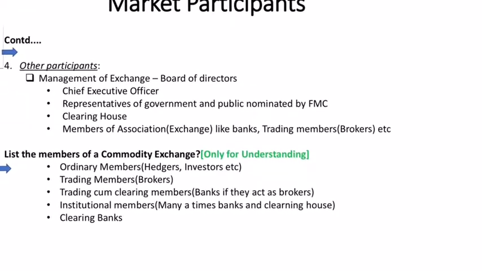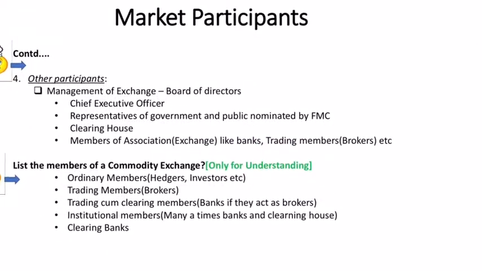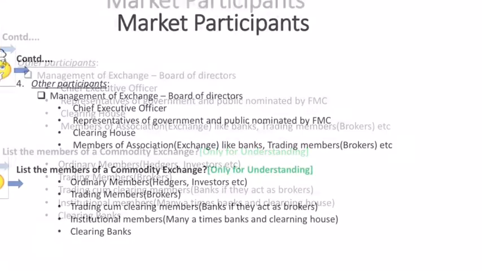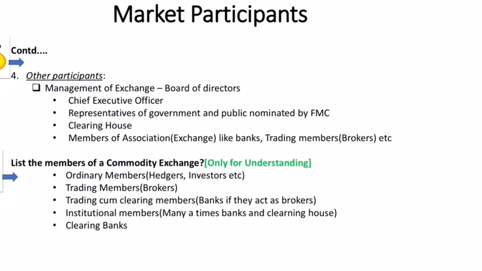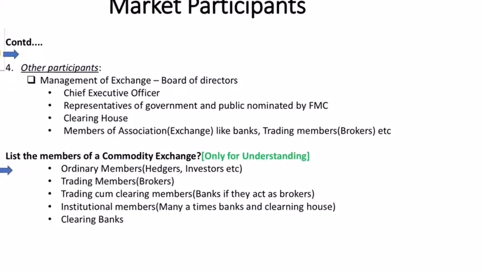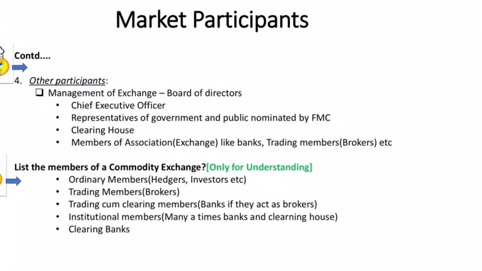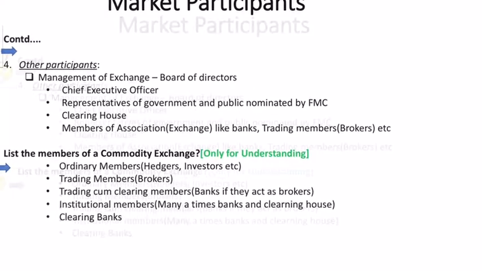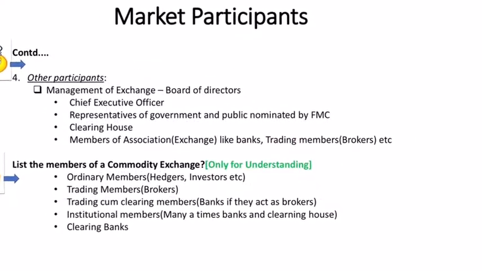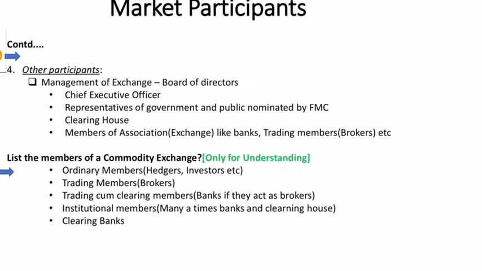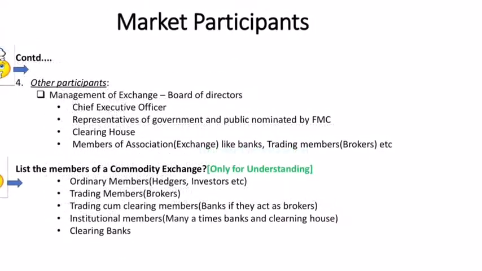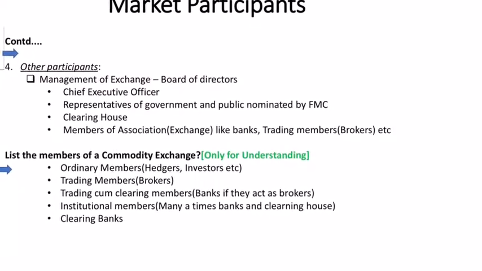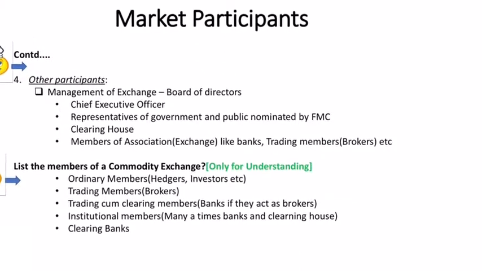Okay. We also spoke about the clearing house. So there is a clearing house as well within an exchange. And there are other members like the banks which support the activities within an exchange. There are the brokers who are called the trading members. So this is how we should imagine all the people who are there within a commodity exchange. Hope this is clear. I've just given a small note on the different categories of members that we have within a commodity exchange.